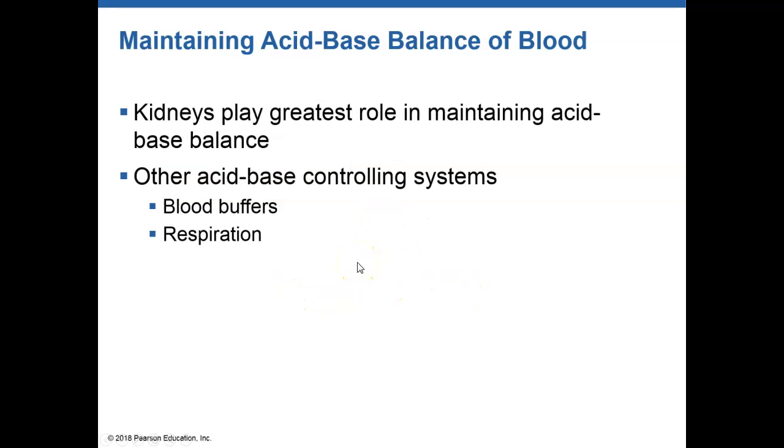So how do we maintain our acid and base balance? Our kidneys are one of the major organs that help in maintaining acid-base balance, but our respiratory system and the buffer systems in the blood also help in maintaining acid-base balance.